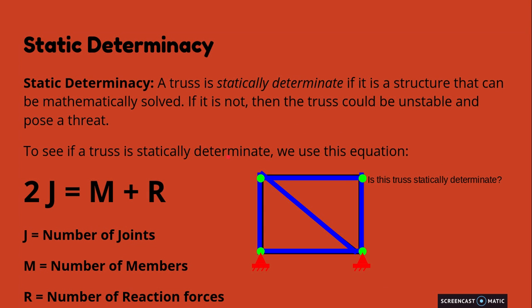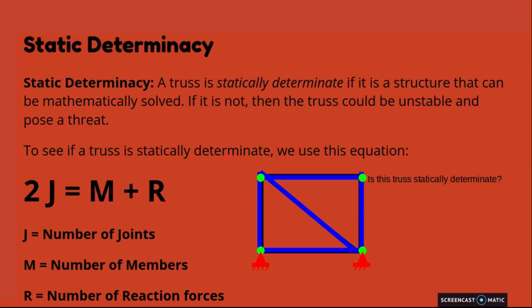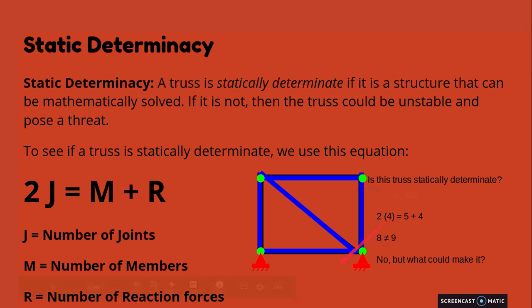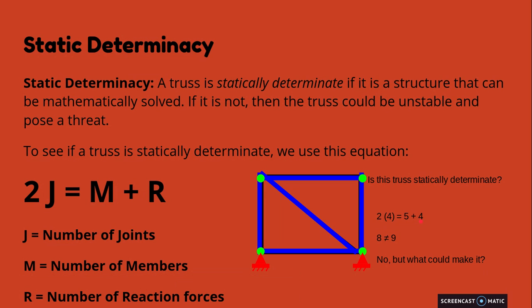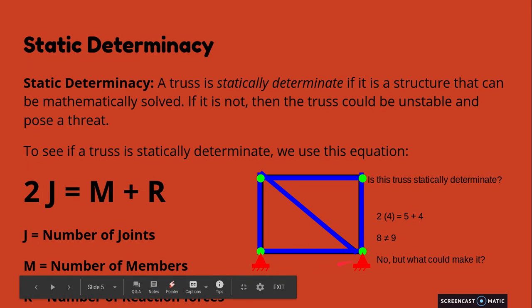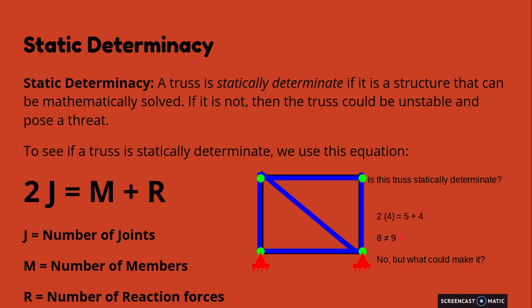So, is this truss statically determinate? Well, let's solve. So there are 4 joints: 1, 2, 3, 4. 5 members: 1, 2, 3, 4, 5. And 4 reaction forces, because there are 2 pin supports and they both have 2 each. And that says 8 equals 9, which is not true. 8 does not equal 9. So, no, it is not statically determinate. This would be a terrible truss to use.